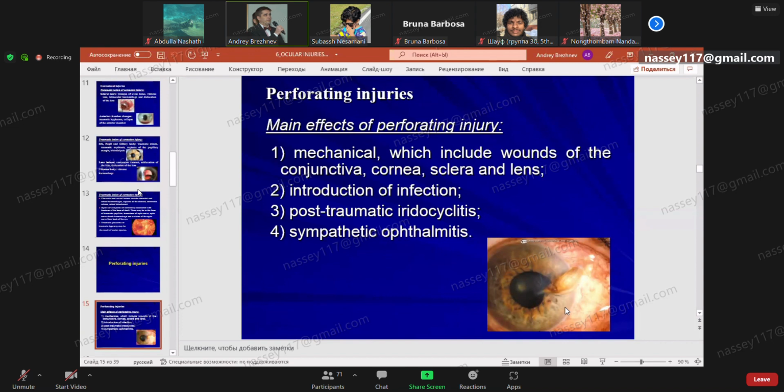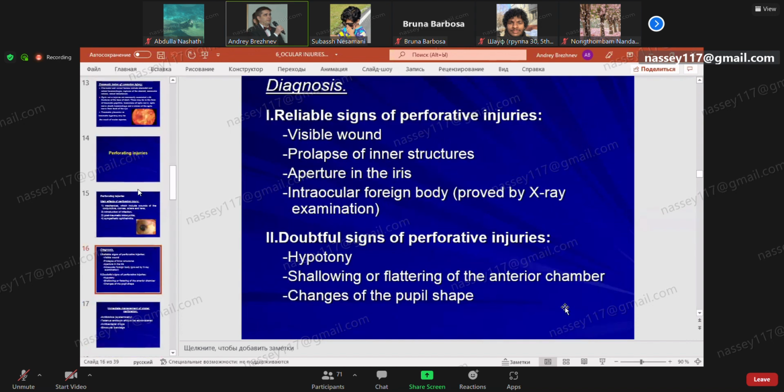Damage of the inner structures may cause post-traumatic iridocyclitis, inflammation of the anterior part of the uveal tract. And finally, we can see one more type of inflammation, which we'll discuss in the second part of our talk today: sympathetic ophthalmitis.